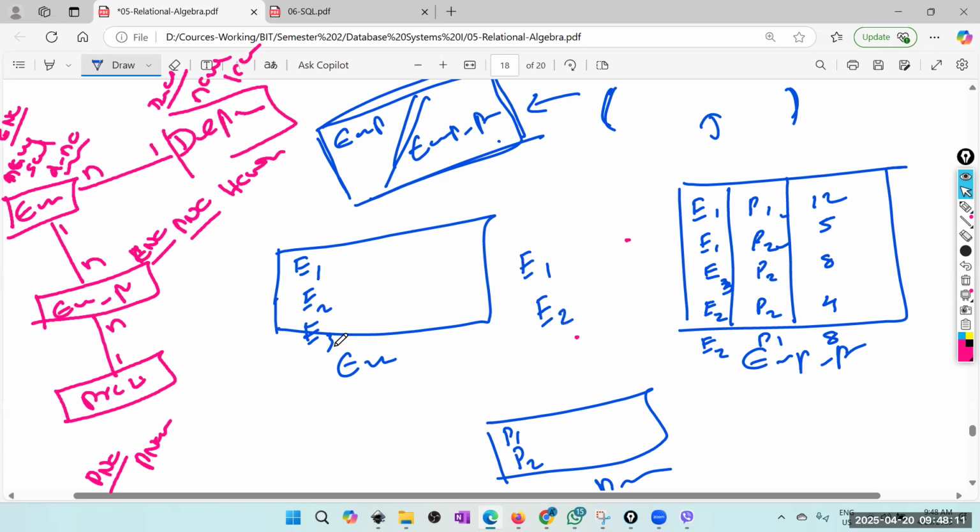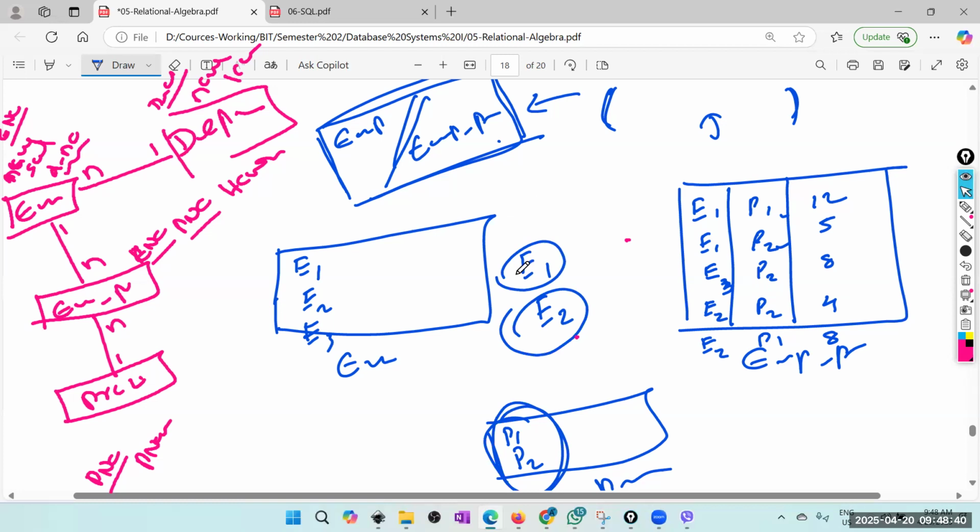Employee 3 is working only for project 2. So therefore you don't need to take employee 3 because employee 3 is not such an employee. So when you divide, you will get only employee 1 and employee 2. Because those are the employees who are working for all the projects. How do you know all the projects? Because the project table has only 2 projects. So that is what is meant by division.